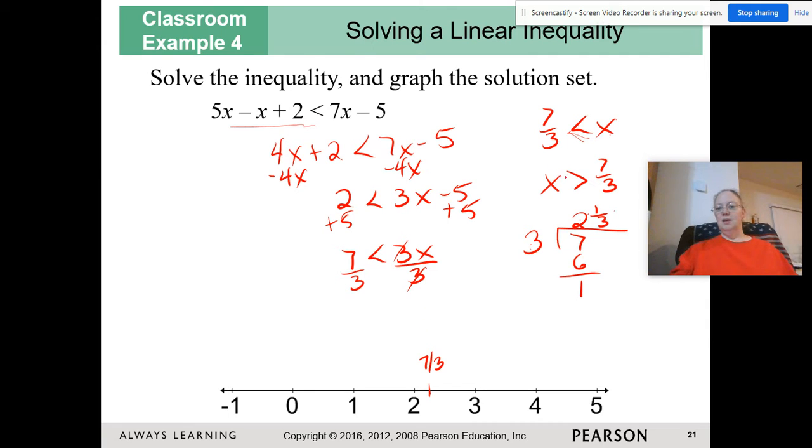All right, I'm going to be shading to the right. I do not have an equal sign underneath, so I'm going to use parentheses. And for interval notation, my number on the left, where my shading starts on the left, is 7/3, which has parentheses. And my shading keeps on going to positive infinity on the right, and again with parentheses.